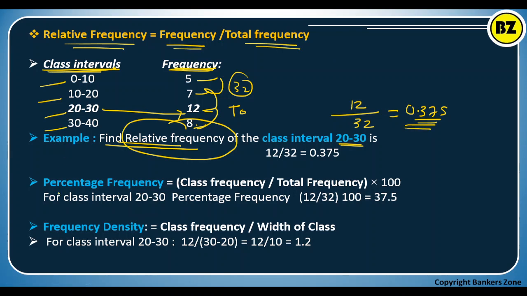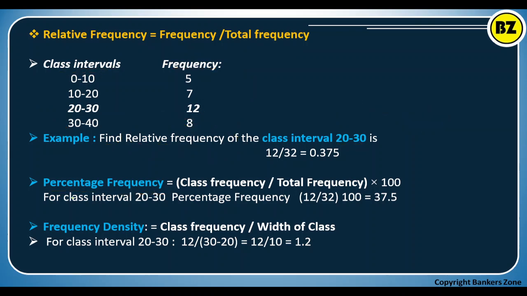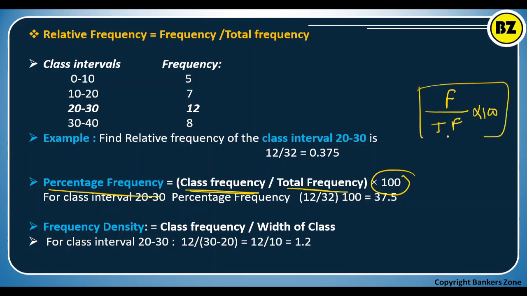Now you see here, what is the percentage frequency? See, percentage frequency is nothing but the class frequency upon the total frequency, simply multiplied by 100. Okay, so frequency upon total frequency into 100, you will get just the percentage form. Very easy. The same thing you used here, right? Just multiply by 100, you will get the percentage form.